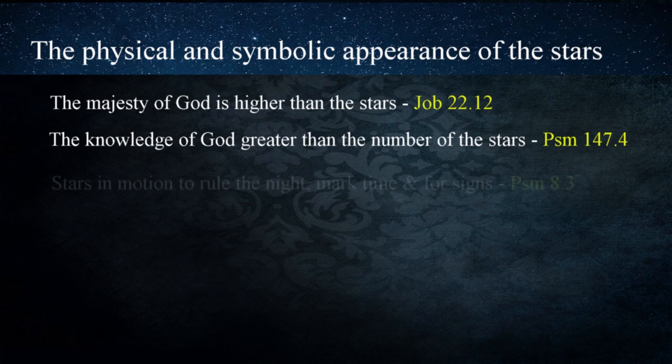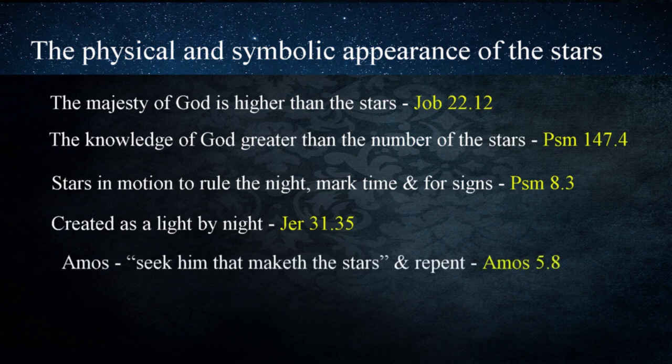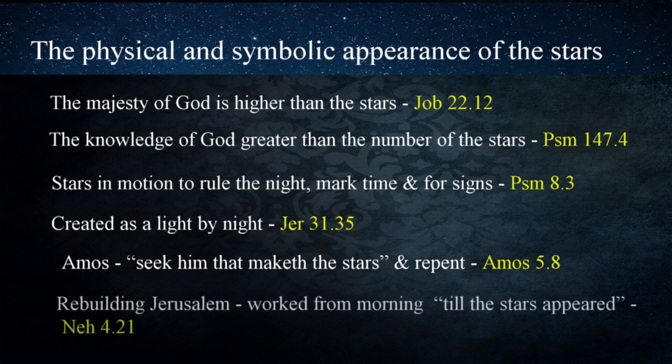Like the sun and moon, the stars were set in motion by God and served to rule the night, mark the passing of time, and as signs in Psalm 8:3. Jeremiah notes that the stars were created as a light by night in Jeremiah 31:35, and Amos calls on the people to seek him that maketh the stars, referring to their need to acknowledge the power of God and repent in Amos 5:8. As the work of rebuilding Jerusalem proceeded, Nehemiah stated that they labored from early morning till the stars appeared in Nehemiah 4:21.